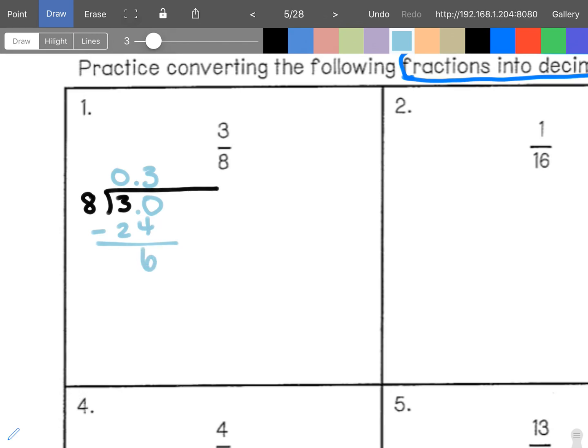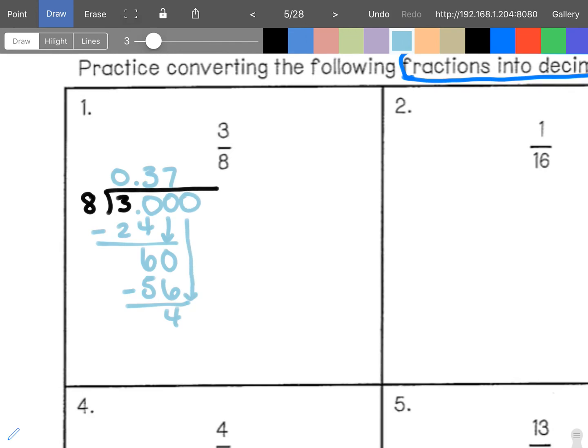Now you should be doing this without a calculator. This is a no calculator assignment. Since we still have this remainder of 6, we're going to put a 0 up there again and bring it down. Decide how many 8s can go into 60. Well, I know 8 times 8 is 64, so that's a little too much. So I'm going to say 7. 8 times 7 would be 56. Subtract. You have 4 left over, still a remainder, so keep going.